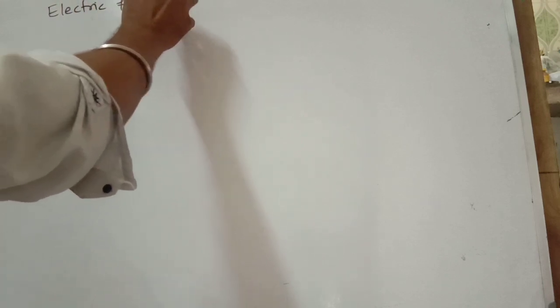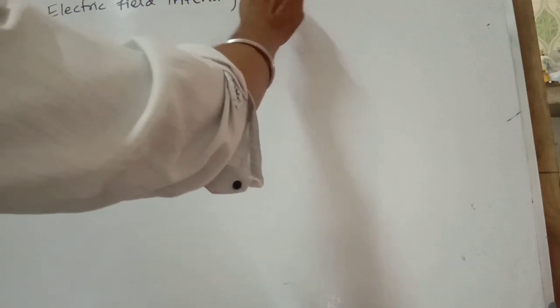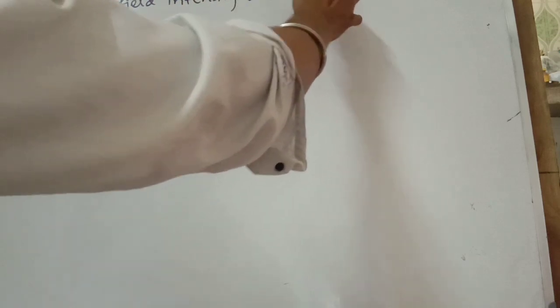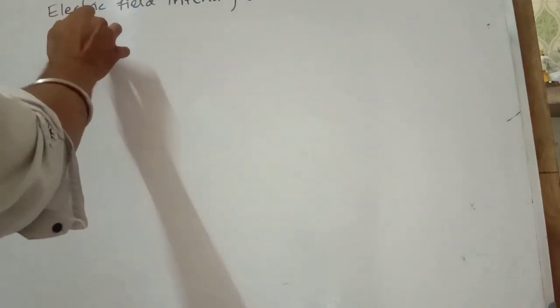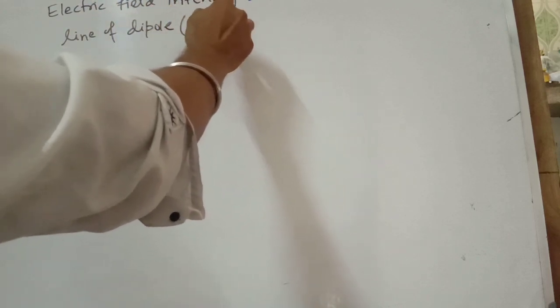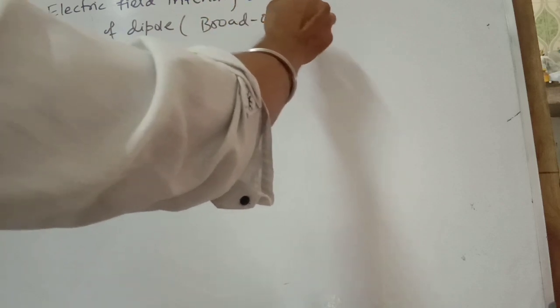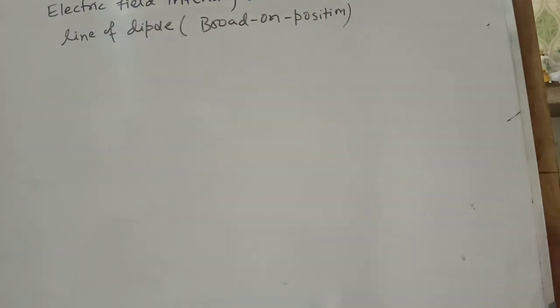Okay, so now next: electric field intensity due to a dipole on the equatorial line, or you can say the broadside-on position. As already told, there are two important positions where you can find the electric field intensity due to an electric dipole.